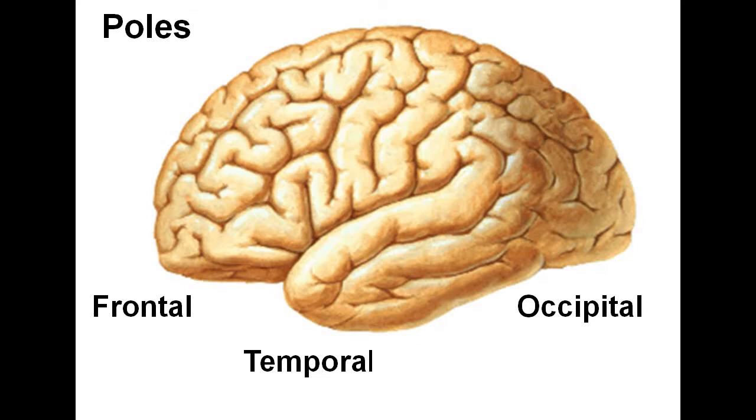Now we'll go to the poles. There are three poles. Anterior or the frontal pole, the posterior end you have the occipital pole, and the anterior end of the temporal lobe you have the temporal pole. Three poles: frontal pole, temporal pole, occipital pole. These are the three poles of the cerebral hemisphere.